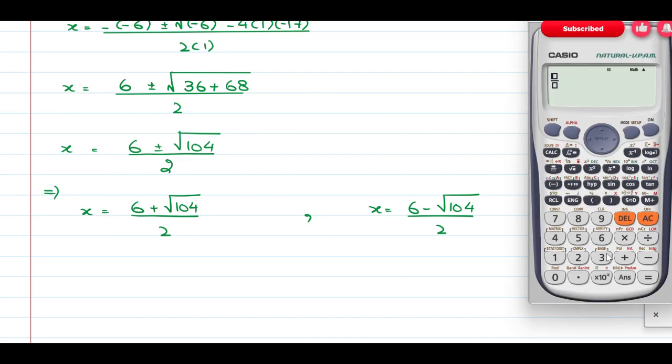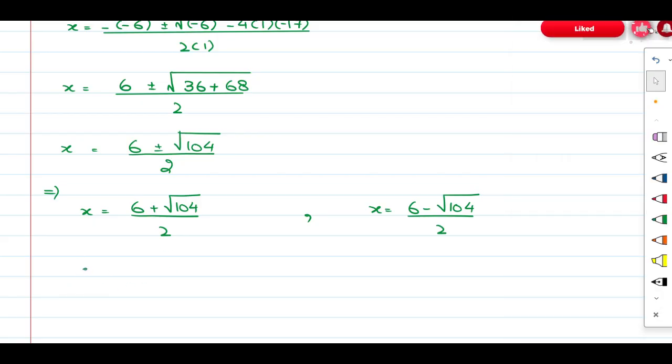All right. Now 6 plus root 104 divided by 2 with a positive is 8.09. So 09, two decimal places. This is the second decimal place, right? The next digit is 9, more than 5. So add 1. So 09 becomes 10. 8.10. The other root is with a negative root.